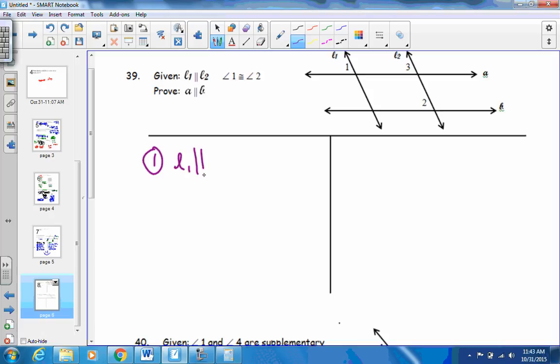You know that line L1 is parallel to line L2. So right here, this is parallel to this. We're trying to prove that the other two sets of lines are parallel. And we have that 1 and 2 are congruent. Okay, that's interesting. That's given here.